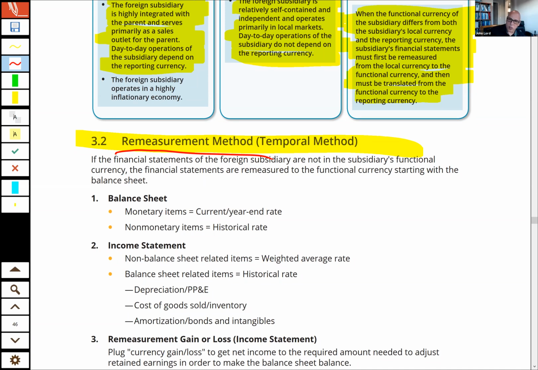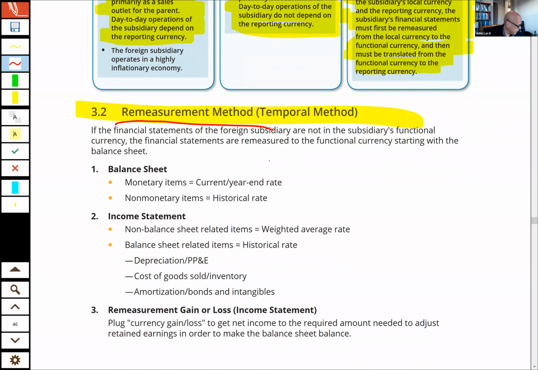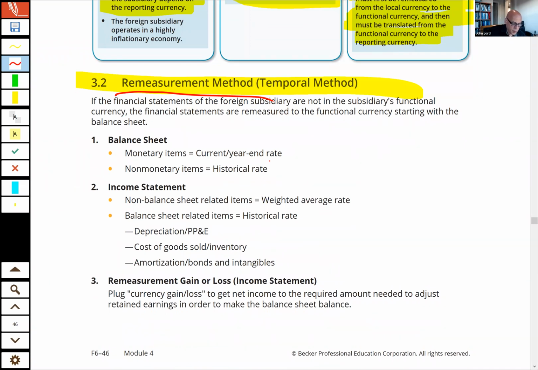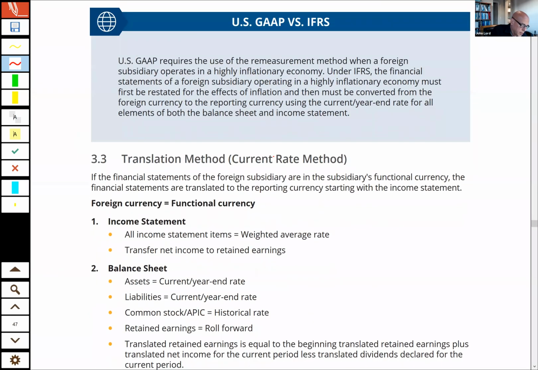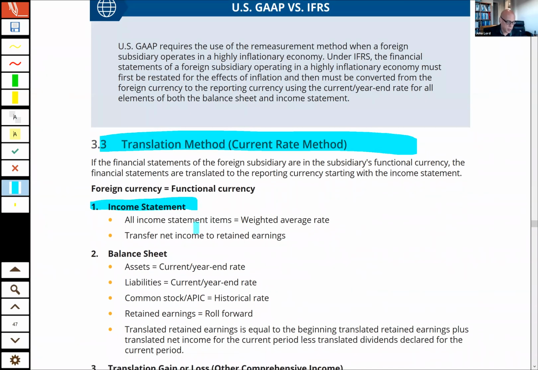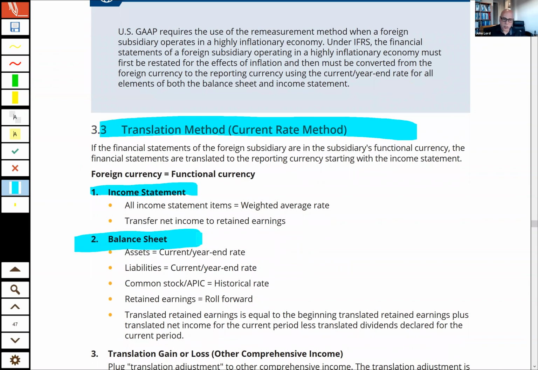So, you probably have flashcards in your Becker flashcards that do that as well. You could use the flashcard I gave you, or the Becker cards, but this is telling you what exchange rates to use for the different financial statement items under the remeasurement method. If the fact pattern indicates that you should use the translation method, then you will use the appropriate exchange rates that they're telling you here for the different financial statement items.